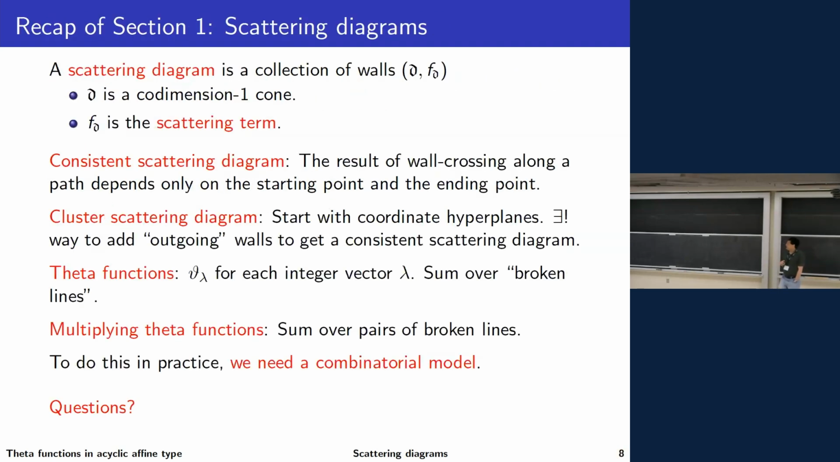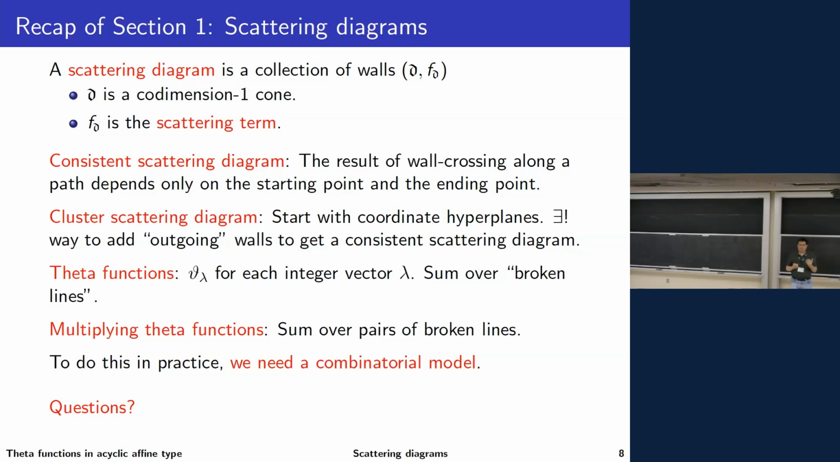And this is to recap. So scattering diagram, you've got these cones called walls, and they have scattering terms. You have this idea of wall crossing. You need some things to be consistent as you cross along walls. It doesn't matter which way you went. There's a cluster scattering diagram, which somehow is a nice one in a way that we'll show in a second. Theta functions are sums over broken lines, and if I want to multiply theta functions, then I need to somehow sum over all possible pairs of broken lines satisfying some certain conditions. Again, the conditions are always elementary, but I don't want to bog down with detail.